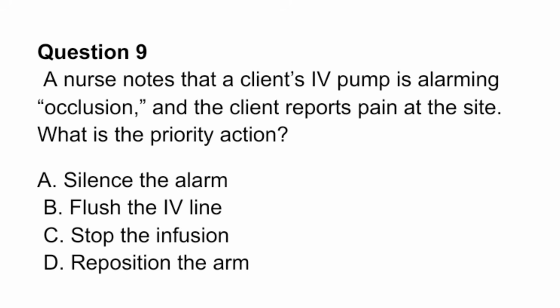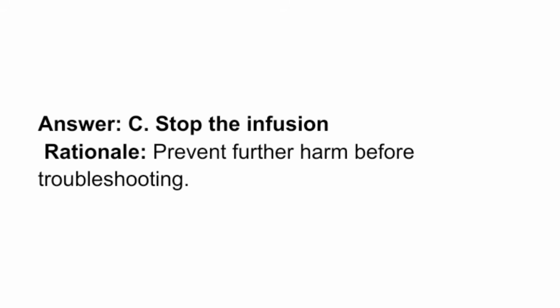Question 9. A nurse notes that a client's IV pump is alarming occlusion, and the client reports pain at the site. What is the priority action? A. Silence the alarm. B. Flush the IV line. C. Stop the infusion. D. Reposition the arm. Answer: C. Stop the infusion. Rationale: prevent further harm before troubleshooting.